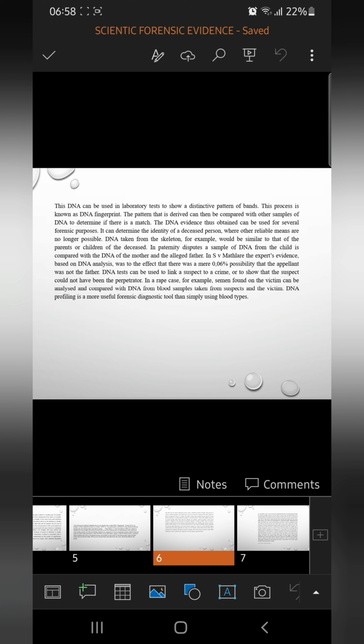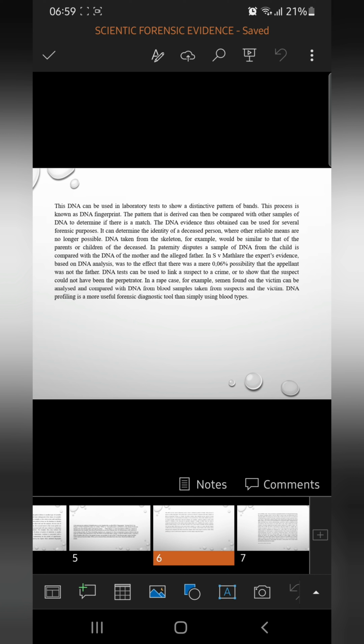It can determine the identity of a deceased person where other reliable means are no longer possible. DNA taken from the skeleton, for example, would be similar to that of the parents or children of the deceased. In paternity disputes, a sample of DNA from the child is compared with the DNA of the mother and the alleged father.